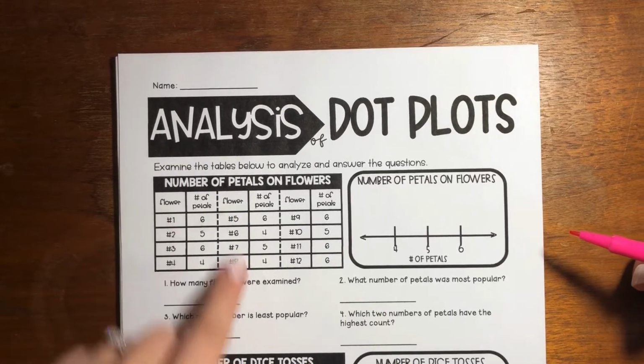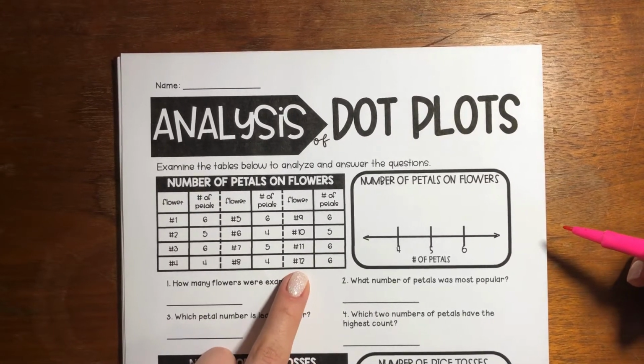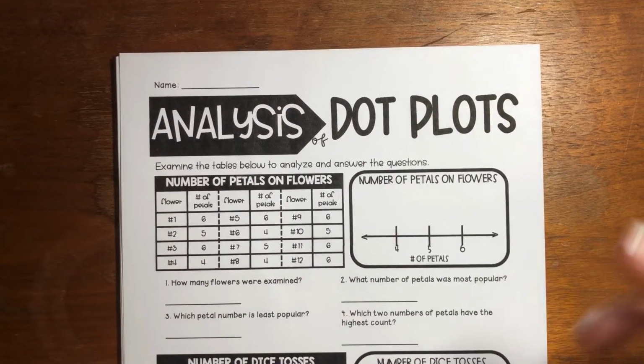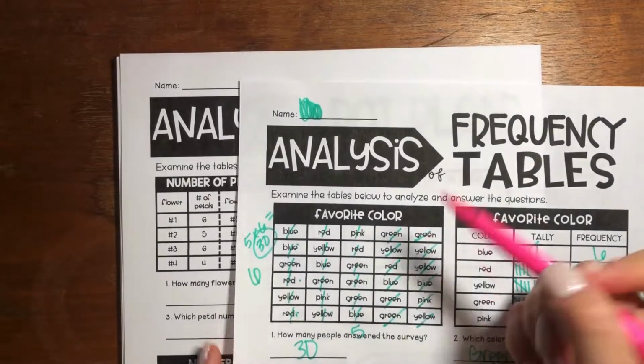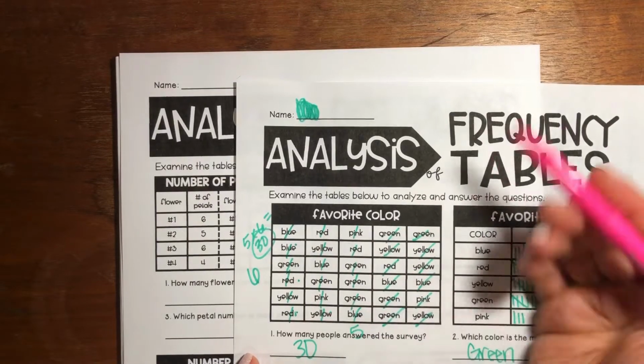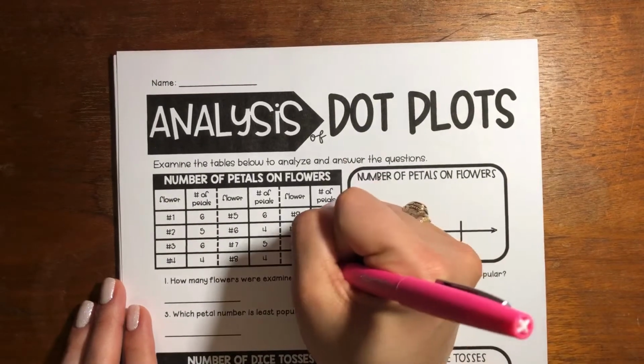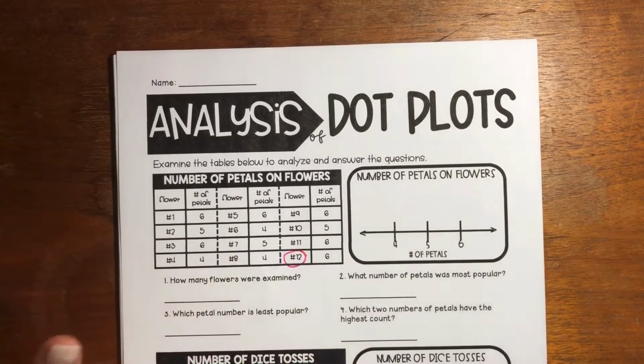Now this column repeats itself. We have a total of 12 flowers that they looked at, so we don't need to use the method of figuring out how many total data points we collected, because we already know that there were a total of 12 flowers that were examined. So we're going to have 12 data points that we collected.